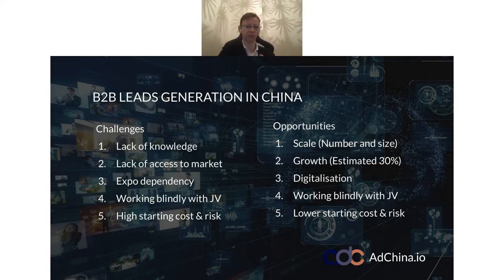On the other hand, which is why I think a lot of you are here today, are the opportunities. It's the scale, just the number of companies available in your industry, pretty much in every industry in China, and also the size of the opportunities within those companies. Then it's also the growth. The B2B market in China is estimated to grow at 30% per year moving forward towards 2024. Of course, a lot of this growth is likely to go to domestic companies, as there is fierce competition in China, but there is a lot of opportunity for strong international businesses to conquer a lot of market share in China over the coming years.